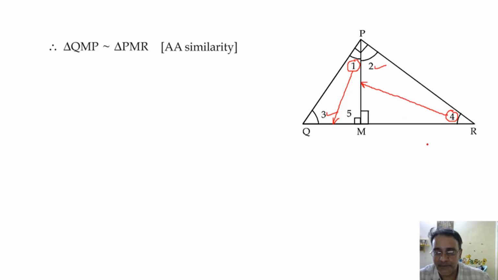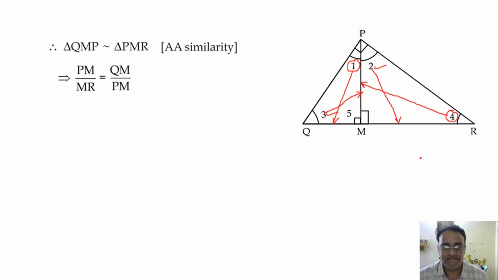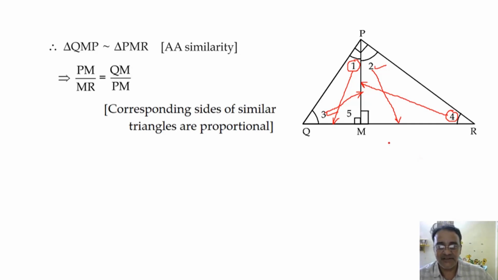PM. So QM upon PM, first ratio. Second ratio, opposite of angle 3, PM. Opposite of angle 2, MR. MR. So what ratio we are getting? QM upon PM is equal to PM upon MR. Corresponding sides of similar triangles are proportional. Now if you cross multiply, you will get the answer. Any doubt?